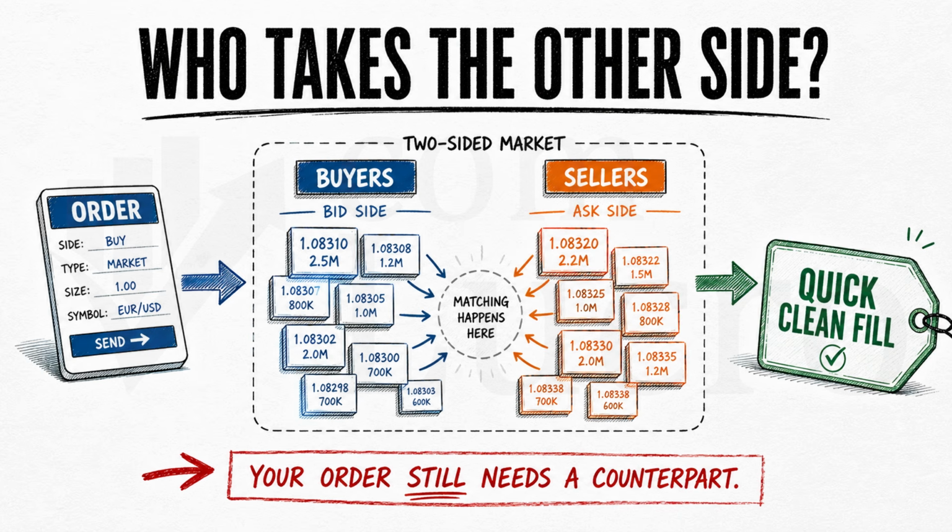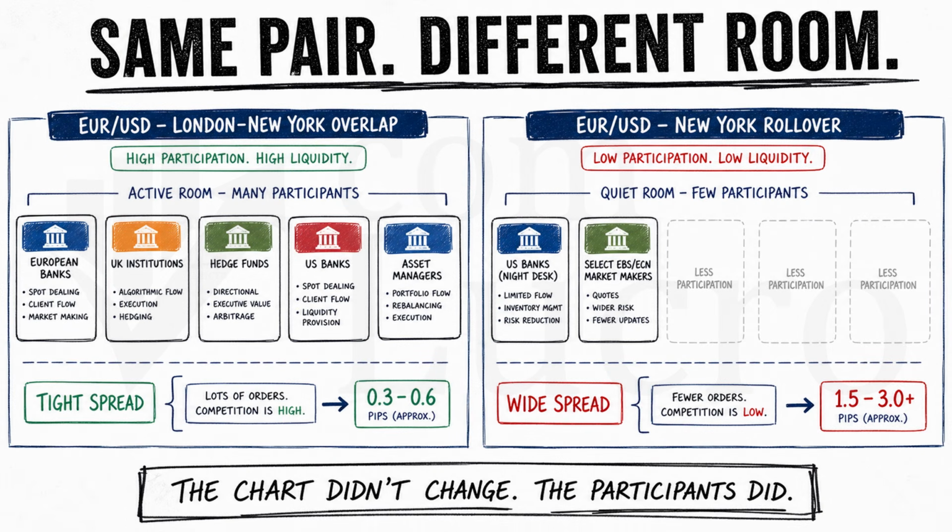Your platform may make every order look instant, but underneath it, your order still needs somebody willing to take the other side. Liquidity is the crowd waiting for it. And this is why the same pair changes character during the day. Euro/USD at the London-New York overlap has Europe and America both awake. Banks quoting, funds trading, companies hedging, and algorithms competing for every fraction of a pip. Euro/USD near the New York rollover has many of those same people gone home. Same pair, same chart, completely different room.